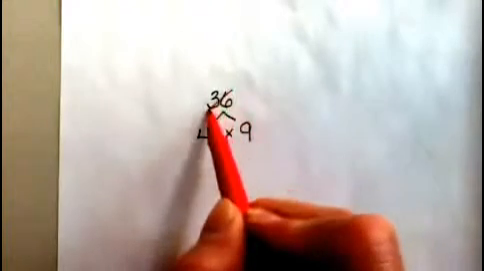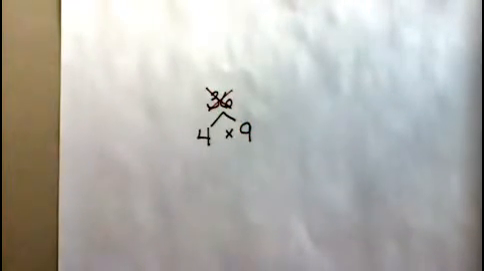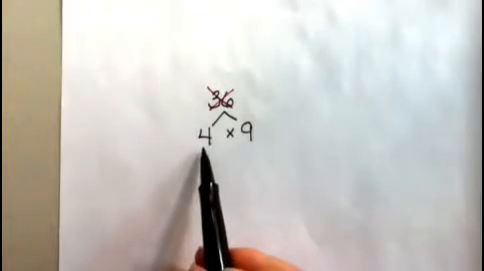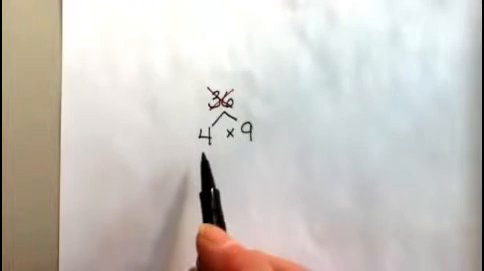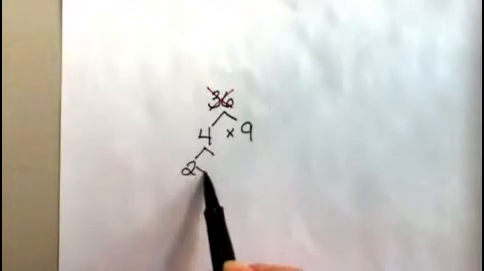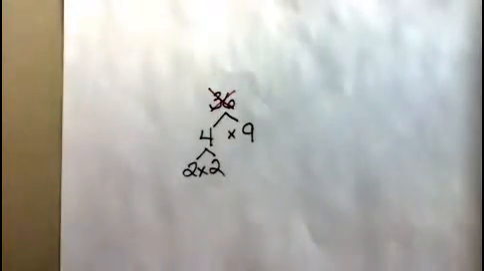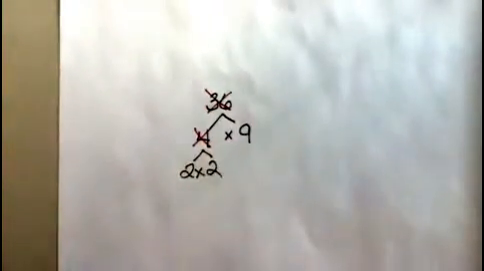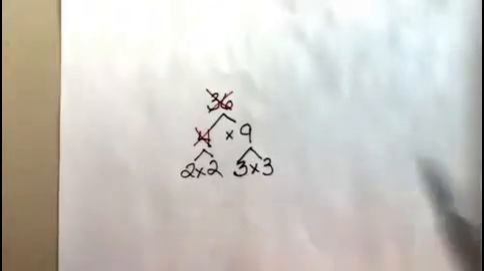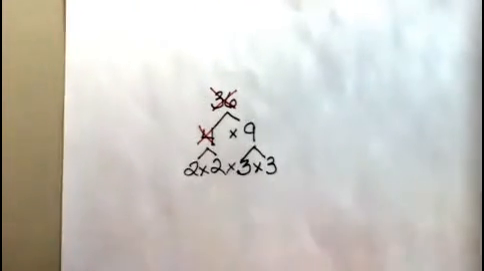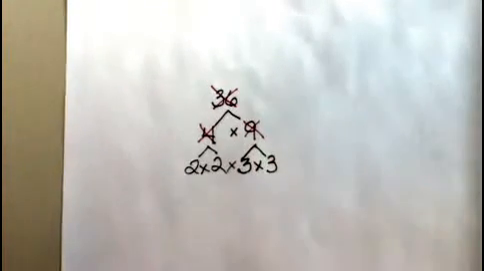Now I broke that 36 down, so we're going to cross that off. And let's look at the numbers we have now. 4. Can I think of two factors or two numbers which multiply and equal 4? 2 times 2 is 4. And I broke the number 4 down, so we're going to cross that off. 9. Can I think of two factors or two numbers that multiply and equal 9? Yes, 3 times 3 is 9. And since I found two factors, or I broke the 9 down, I'm going to cross off the 9.